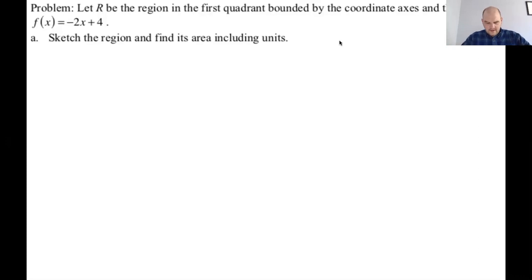So let R be the region in the first quadrant bounded. I don't know if you can hear that, like my thumb clicks often at the beginning of these videos. There you go. I don't know if the mic is picking that up or not.